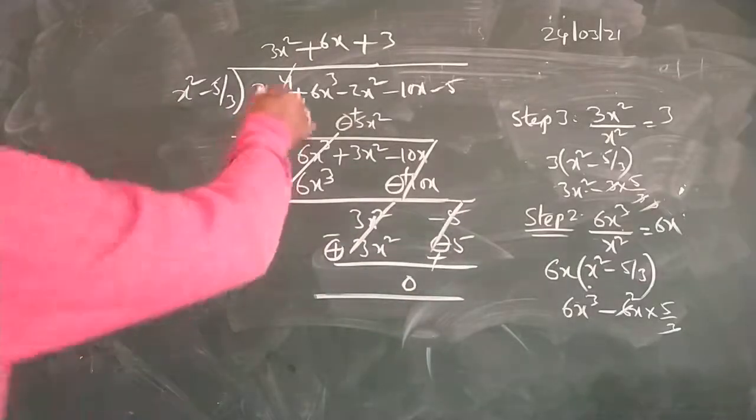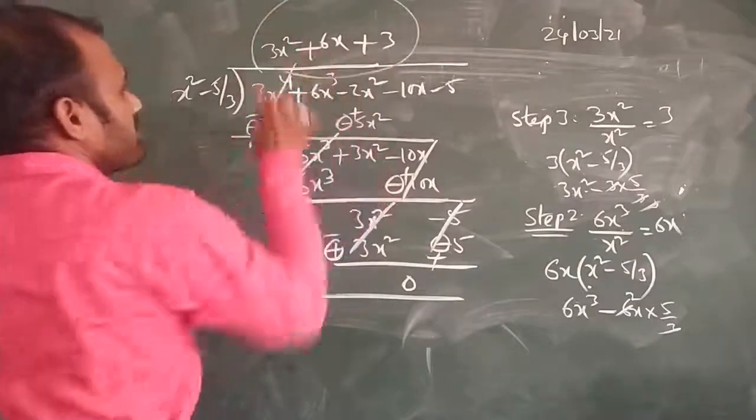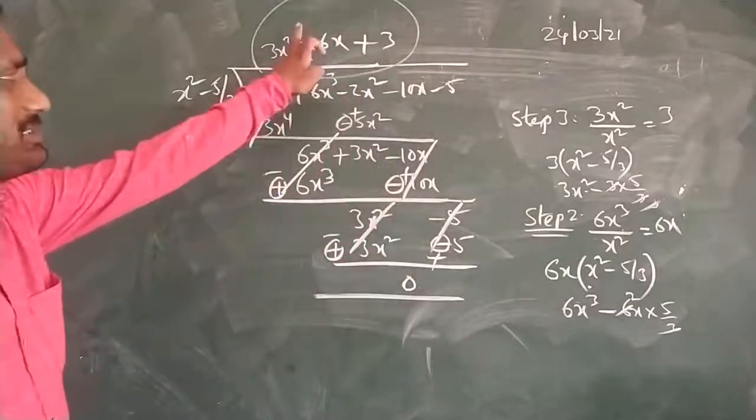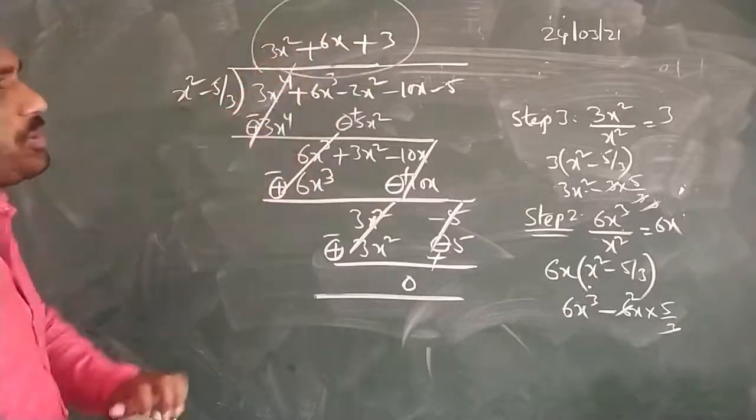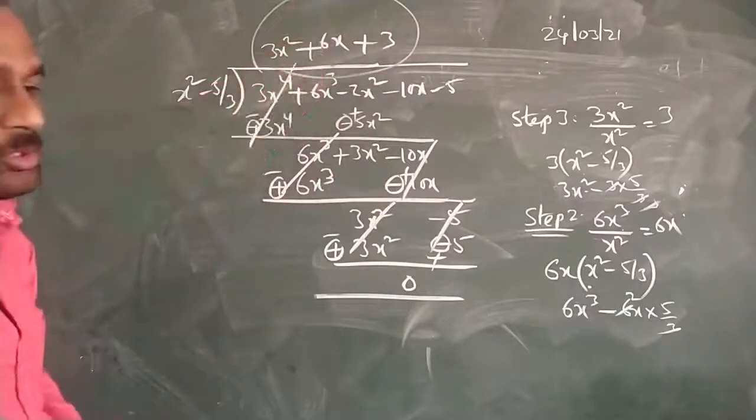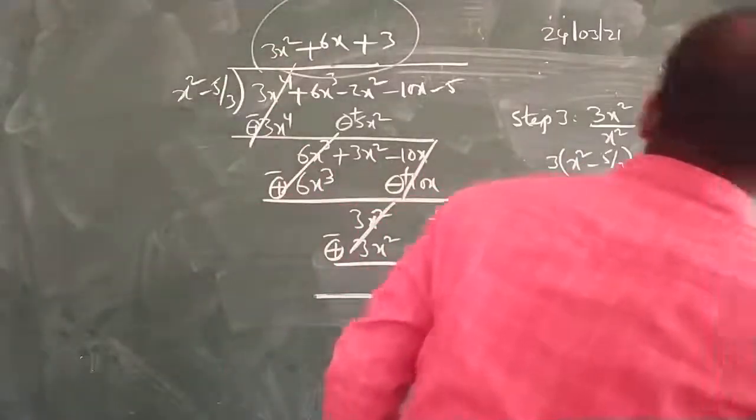Whatever quotient we get here, we got as a quadratic equation. So we have to split this quadratic equation so that we can get the remaining two zeros. So how do we split this here?